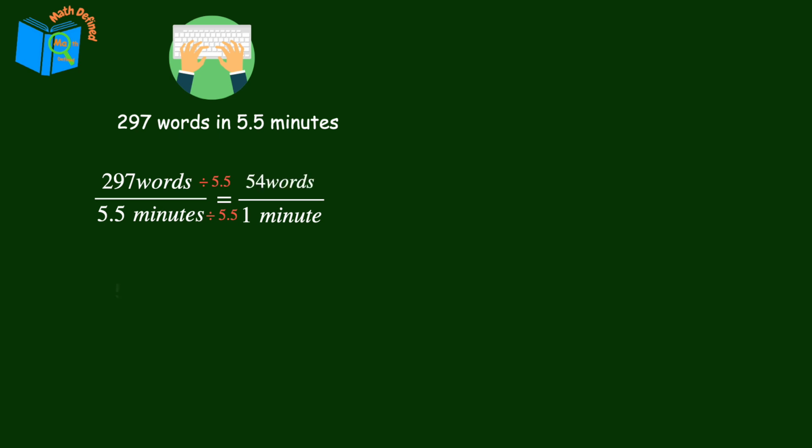See if you can find this unit rate on your own. A person is typing 297 words in 5.5 minutes. How many words per minute is that? First, write the rate as the fraction 297 words over 5.5 minutes equal to the equivalent fraction with a denominator of 1 minute. 5.5 minutes divided by 5.5 equals 1 minute. So we'll divide 297 by 5.5 as well. 297 divided by 5.5 is 54 words, or 54 words per minute.